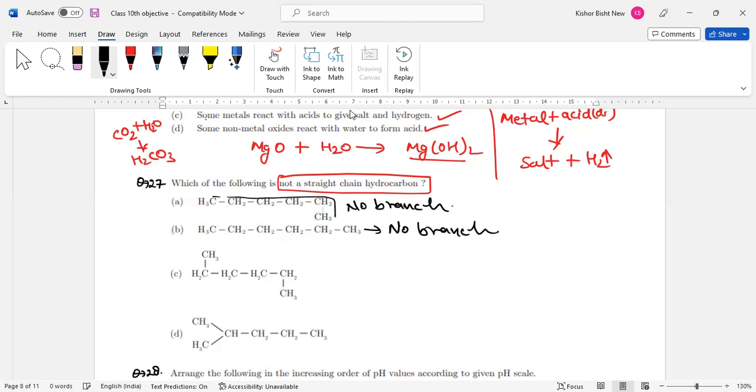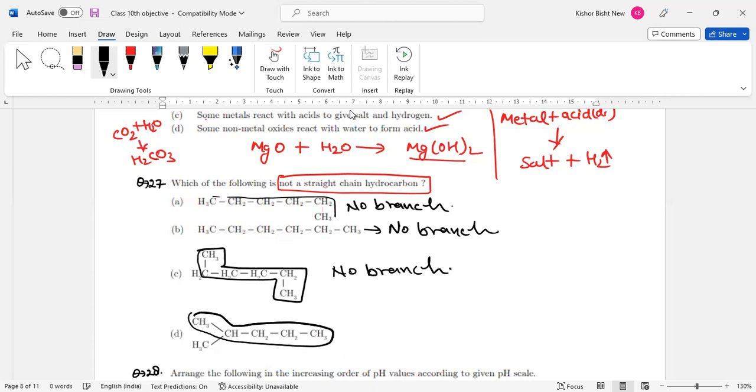Now here again, this chain is going from starting here to here. No branches again. No branch. Now come to this. If I'm going from here, I will see this is the longest carbon chain. So this one, CH3, is a branch. If it is asking for not a straight chain, here is a branch. So this is not a straight chain. So the answer is D.